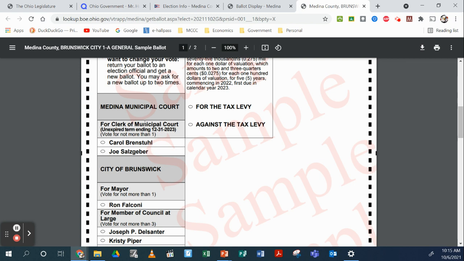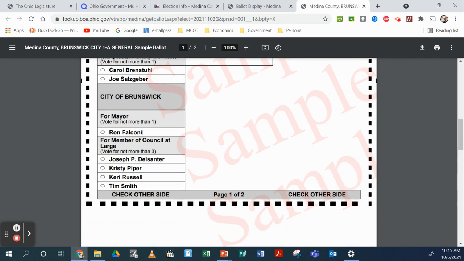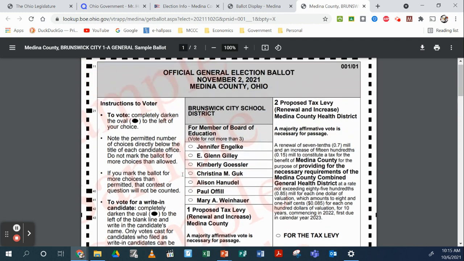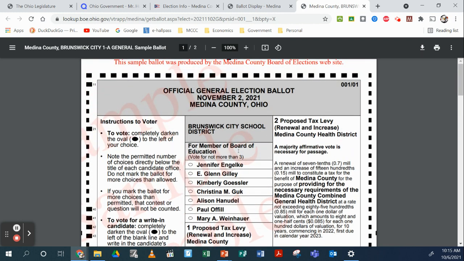So again, we get to vote for the clerk of courts. I mean, every aspect of Medina County, we get to vote for those people. There's your Ron Falcone for mayor. No one's running against him. Member of council at large. There's that. For this one, city school districts, the Board of Education.